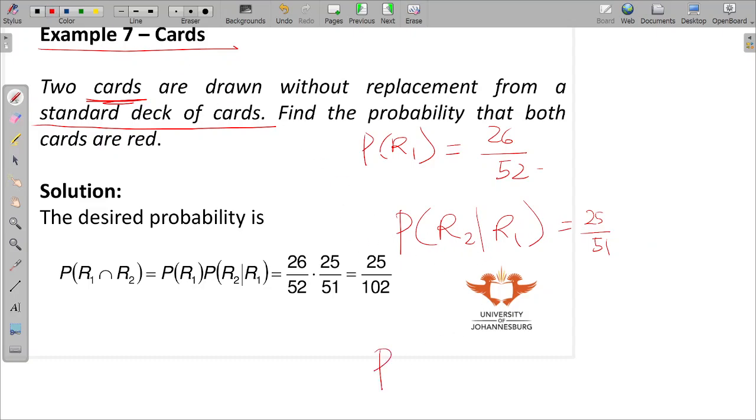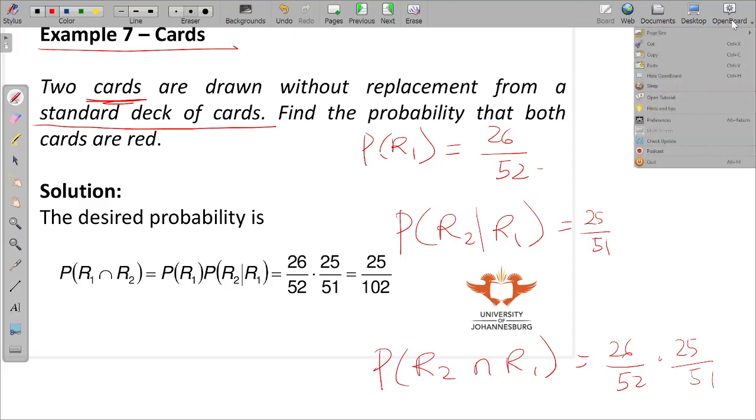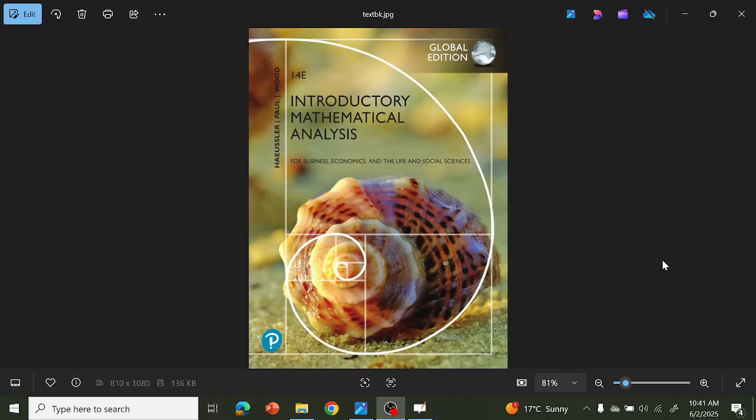Why? The probability that both are red is just the multiplication of these two. Yeah, it's just the multiplication of those two. Okay, please ensure that you understand. All right, thank you.